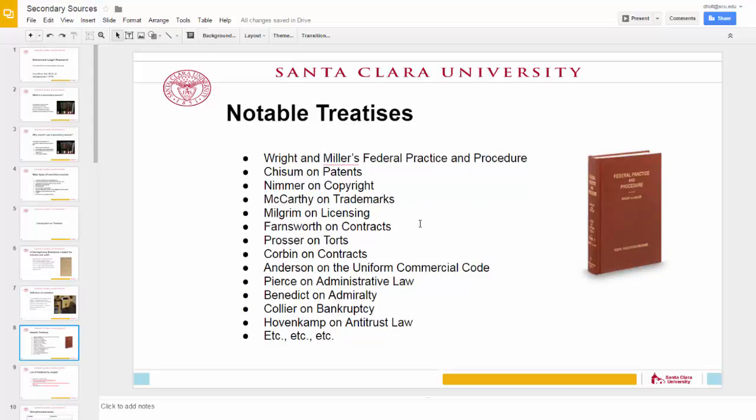Again, some notable treatises that you will need to memorize. Wright and Miller's Federal Practice and Procedure is considered the Bible for federal practice. There's Chisum on patents, Nimmer on copyrights, McCarthy on trademarks, Milgrim on licensing, Farnsworth, Prosser on torts. Collier on bankruptcy is considered the Bible for bankruptcy practice.